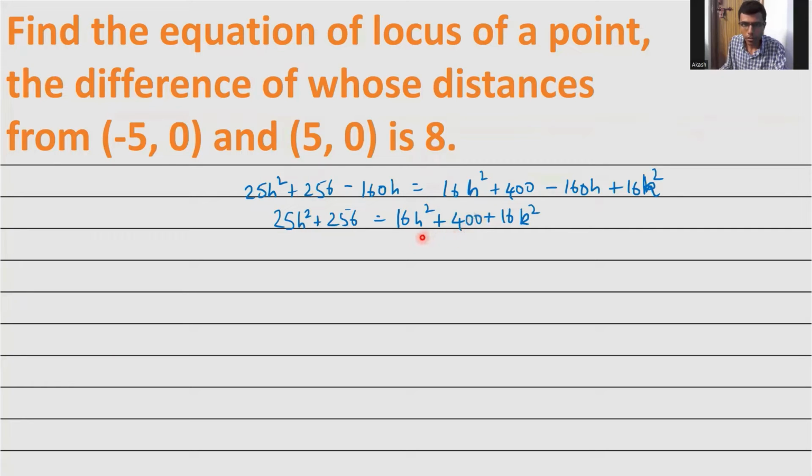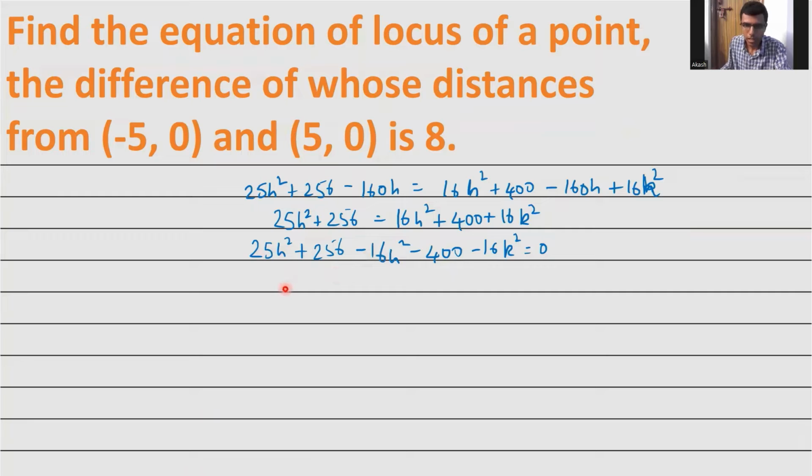Now what I'm going to do is get all these terms to this side. So I'd get 25h square. Why I'm bringing all the terms to this side is that I want the h square term coefficient to be positive. If I bring it here, I get 25 minus 16, which is 9. That's positive. If I take this 25 here, I get 16 minus 25, which is minus 9. You could multiply the entire equation by minus 1, but it looks good whenever the first term coefficient is positive. Like minus 16h square minus 400 minus 16k square is equal to 0.